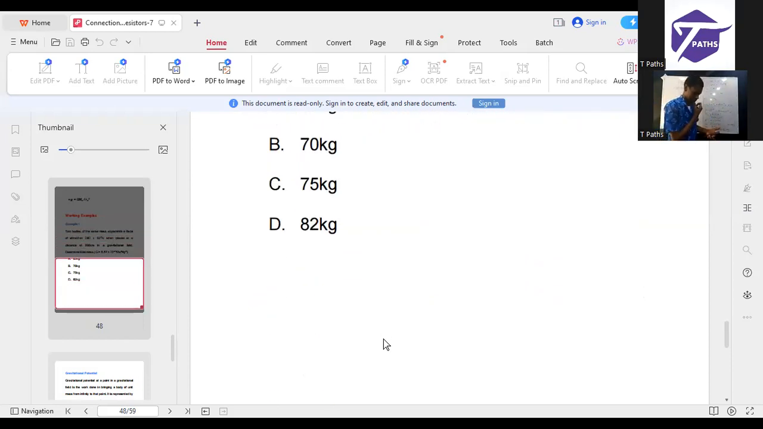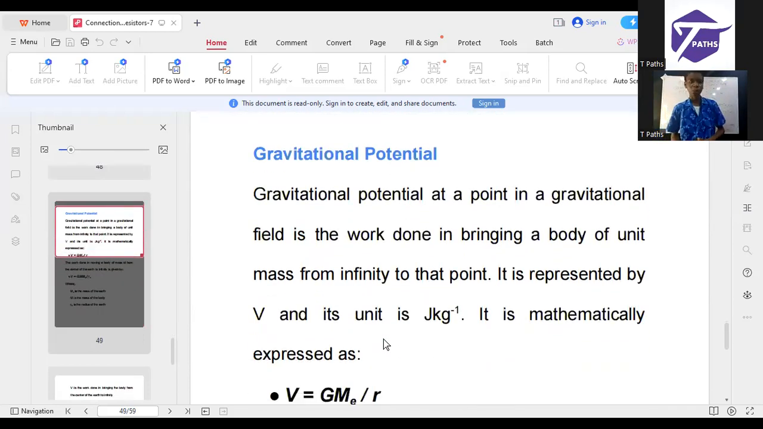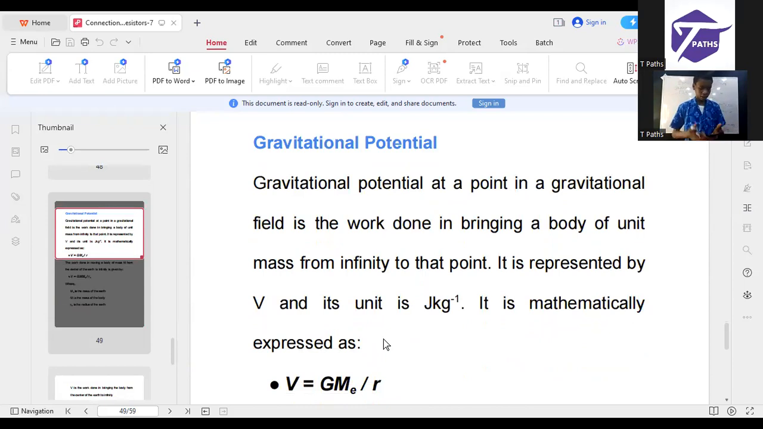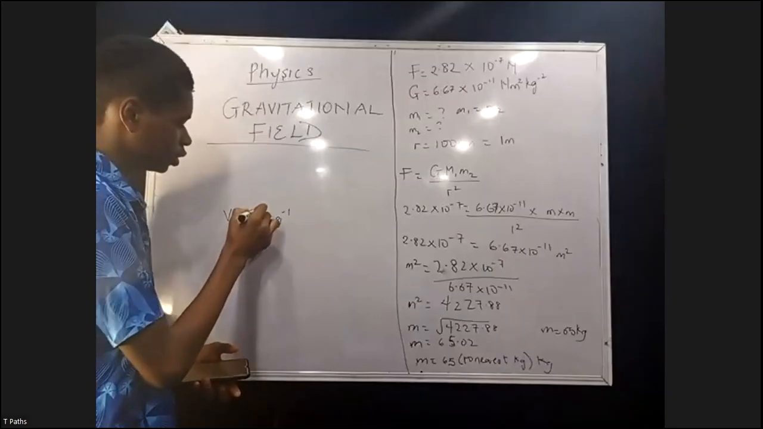So what's gravitational potential? Gravitational potential at a point is the work done in bringing a body of unit mass from infinity to that point. So when you have a body at a point, the gravitational potential of that point is the work done in bringing a body of mass from infinity to that point. Gravitational potential is represented by capital V, and the unit is joule per kilogram.